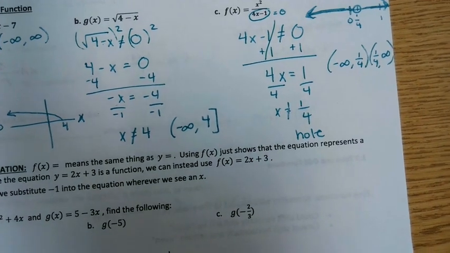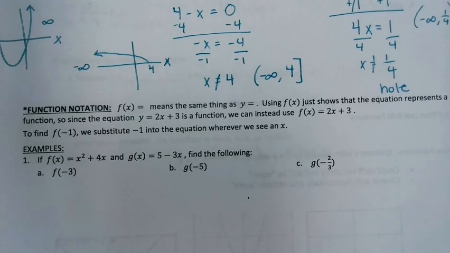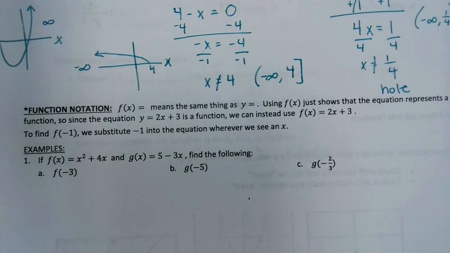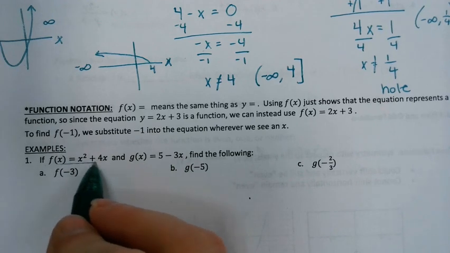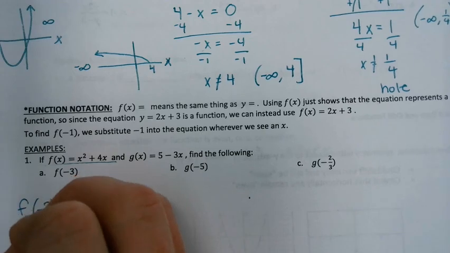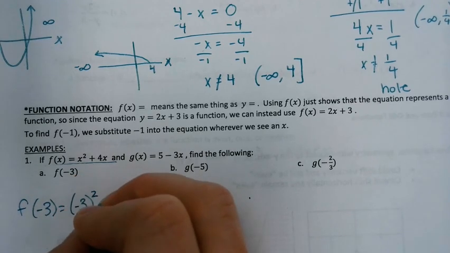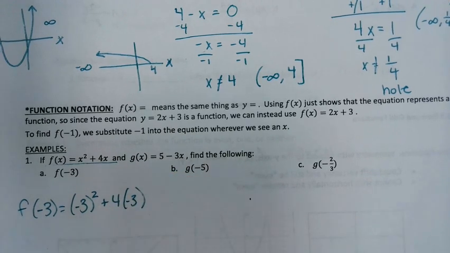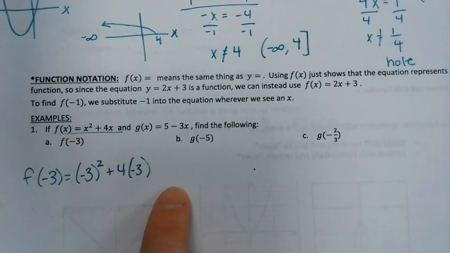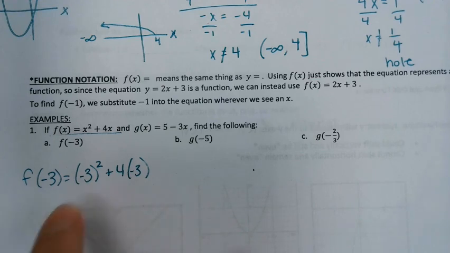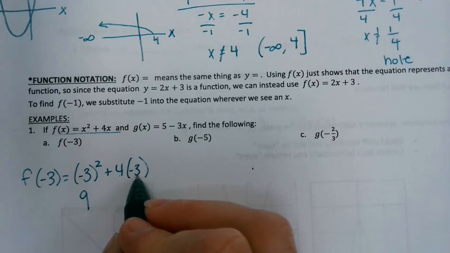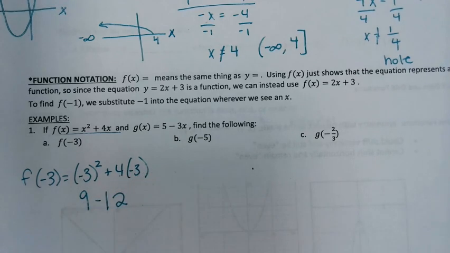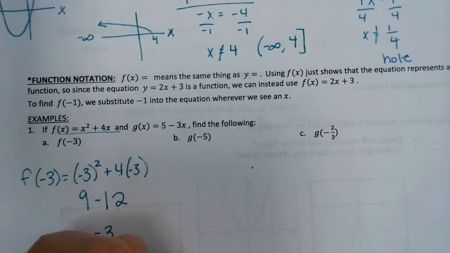Okay, the last section is your function notation. So f of x is the same thing as saying y equals. If we have f of x and we have a value for x, then we are going to substitute in that value. So if we're saying f of negative 3, we're going to use the f of x function. So f of negative 3 equals negative 3 squared plus 4 times negative 3. When you sub it in, make sure you put it in parentheses. We can put this straight in the calculator. We can work it out by hand. Negative 3 squared is 9. 4 times a negative 3 is a negative 12. 9 minus 12 is negative 3. So we can say f of negative 3 equals negative 3.